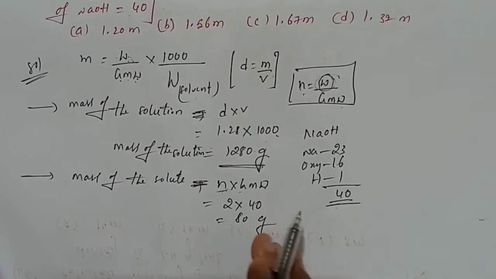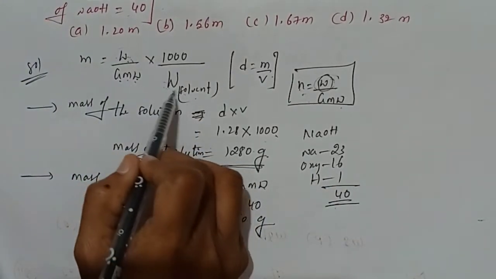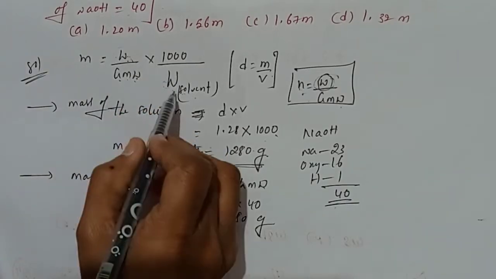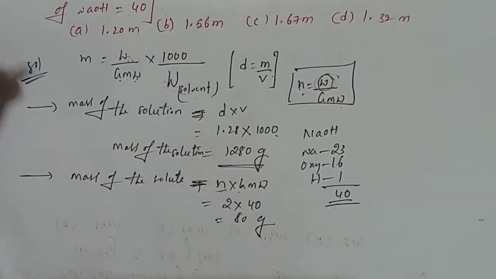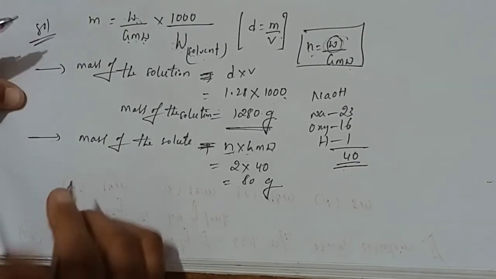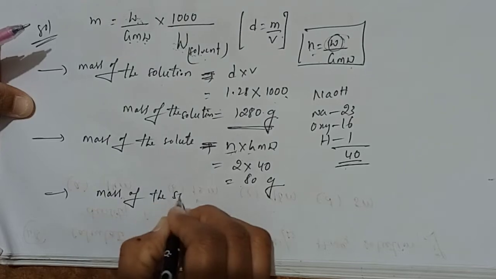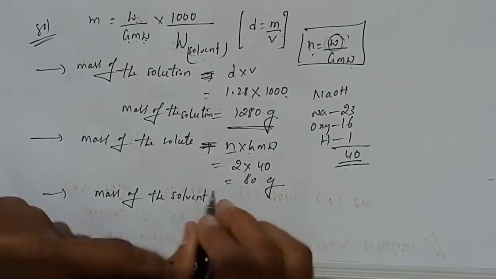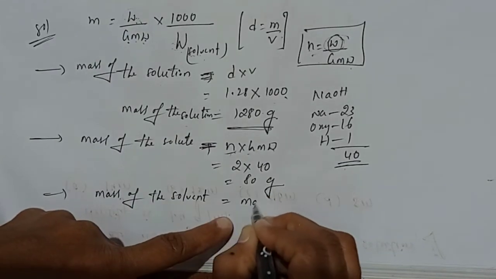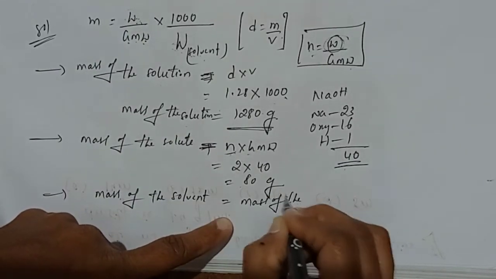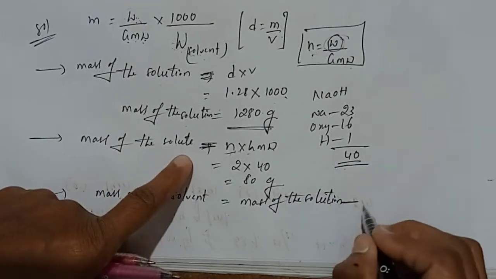Now I am going to calculate the mass of the solvent, because in the formula we also have to find the mass of the solvent. In this formula W is the solvent weight. Correct? Solvent weight also I have to find. So to calculate the mass of the solvent, how to get, students? Solution mass minus solute mass. Correct? Solution mass how much is given? So mass of the solution minus mass of the solute.